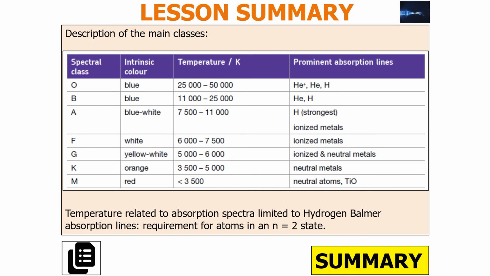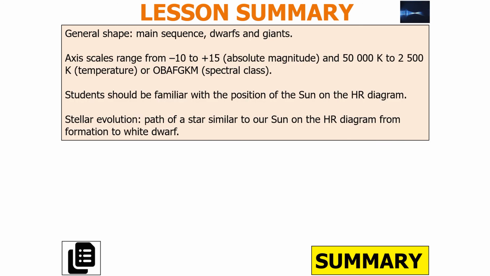We should know the description of the main stellar classes, and that temperature is related to absorption lines linked to the hydrogen Balmer series when the atoms are in the n equals 2 state. We should know the general shape of a Hertzsprung-Russell diagram with main sequence, dwarfs and giants. We should know the axis scale range from minus 10 to plus 15 and 50,000 Kelvin to 2,500 Kelvin, or use the spectral classes. You should be familiar with the position of the Sun on the Hertzsprung-Russell diagram and stellar evolution, the path of a star similar to our Sun on the Hertzsprung-Russell diagram from formation to white dwarf.